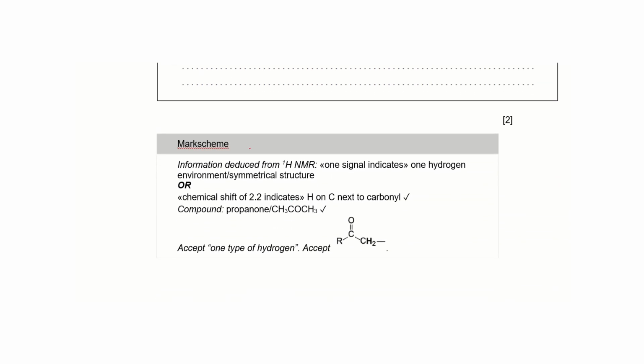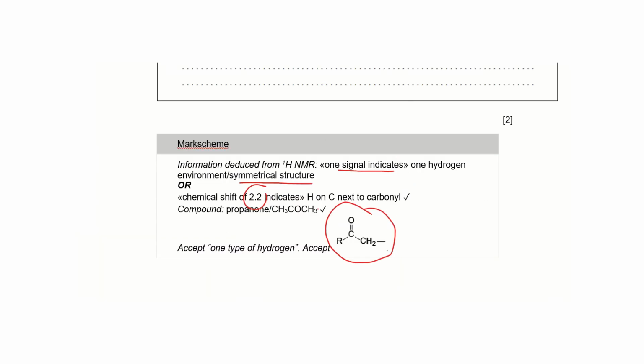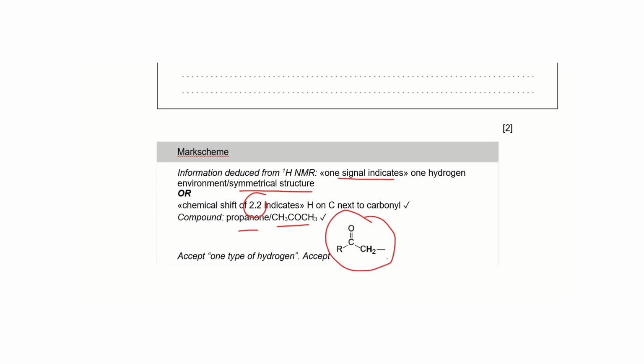Right? So information deduced from the proton NMR is that I have one signal. So that means that I have a symmetrical structure. I also have a chemical shift of 2.2, so this indicates that I have a hydrogen on a carbon that's next to a carbonyl group. So where did they get this from? They got this from here. This is basically listing all the types of protons that I must have and all the chemical shifts that I have. So you just have to basically figure out where your chemical shift arises and what kind of structure that I have. And if you look at this, this is propanone, and this is basically the structure that I drew here.